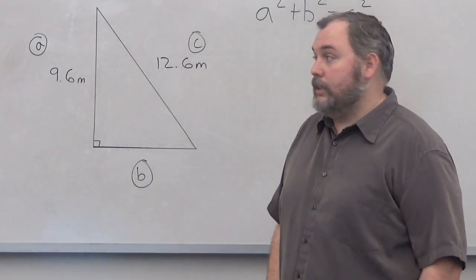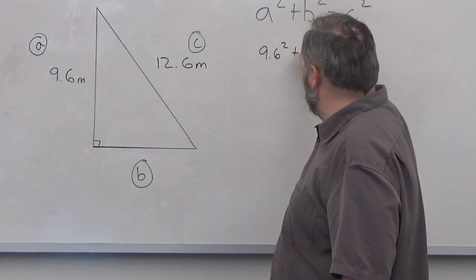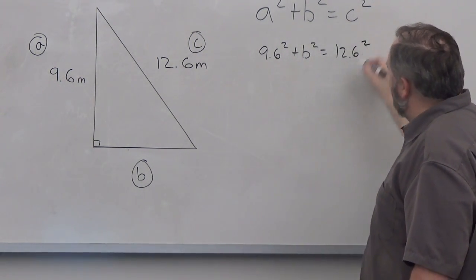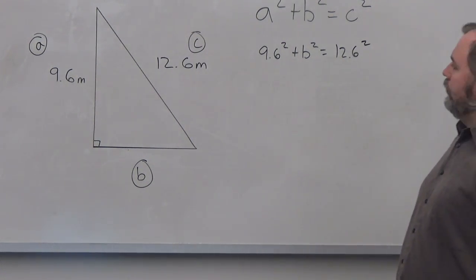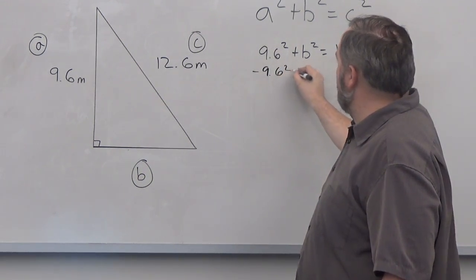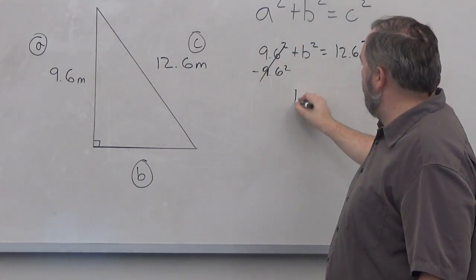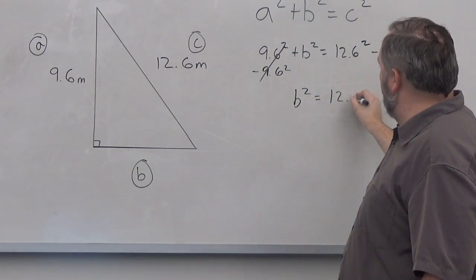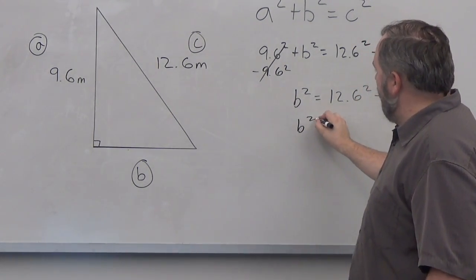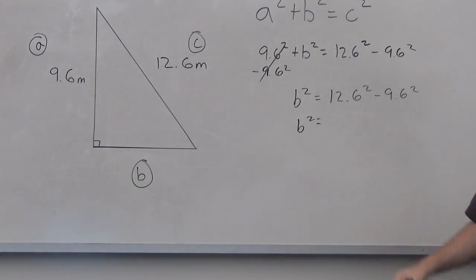So we're going to use the equation again. We're going to say 9.6 squared plus B squared is equal to 12.6 squared. Well, I need to solve for B, so what I'm going to do is get rid of this 9.6 squared by subtracting it on both sides. I'll rewrite this where that cancels out. B squared is equal to 12.6 squared minus 9.6 squared.